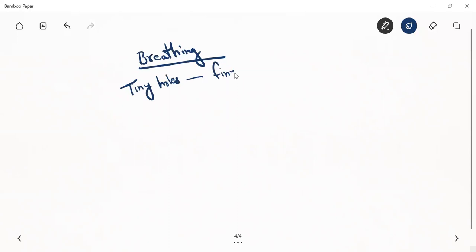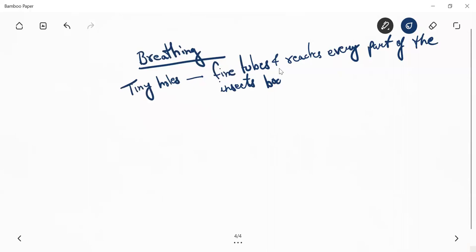Now, how do insects breathe? Breathing of insects. They have tiny holes on their body. Through the tiny holes on their bodies, insects are able to breathe. The air moves into fine tubes. And from there, it reaches every part of the insect's body.